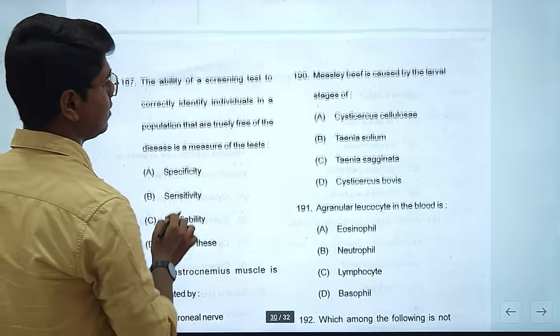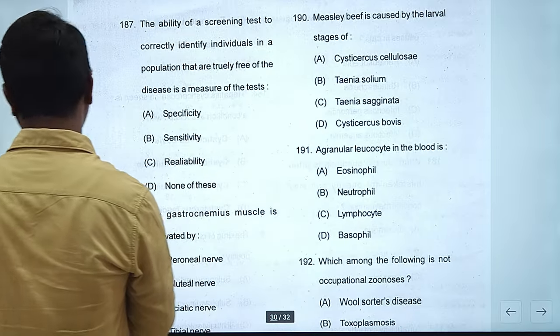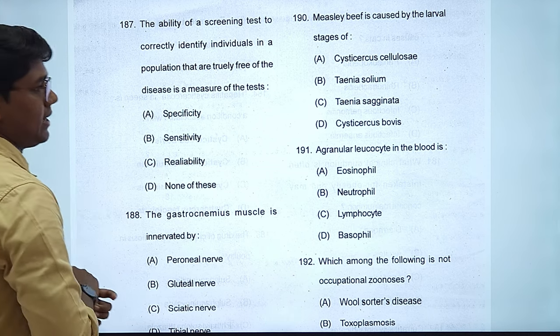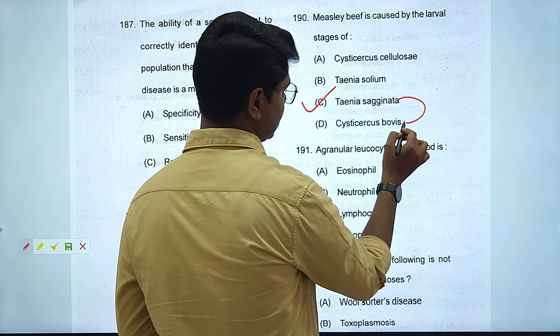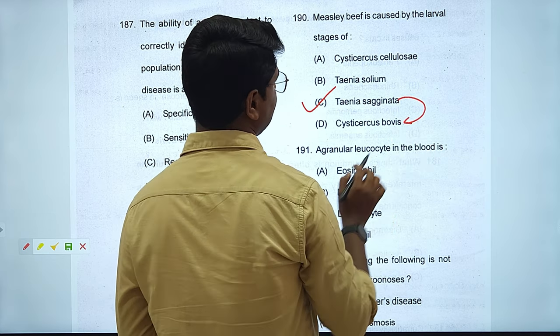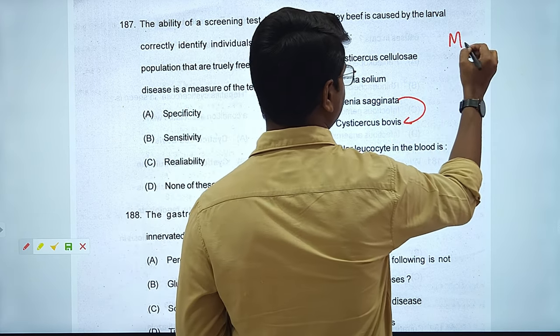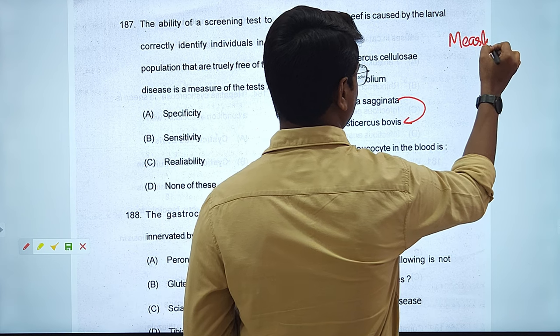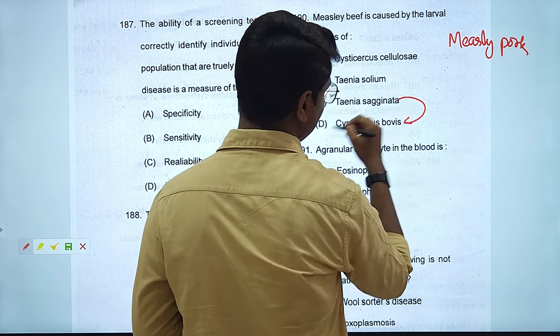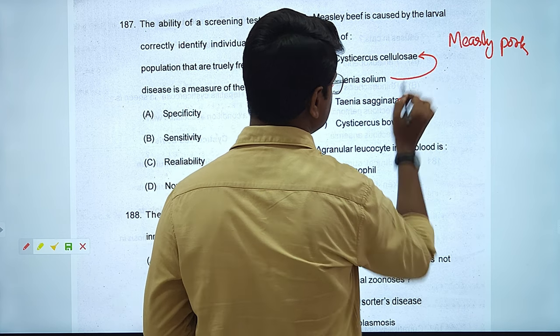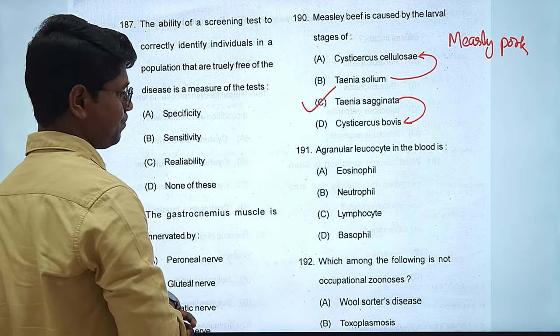Next question. 190. Measly beef is caused by larval stage of Taenia saginata. Answer is Taenia saginata. The larval stage is known as cysticercus bovis. Similarly, measly pork is caused by larval stage of Taenia solium, and the larval stage is known as cysticercus cellulosae.